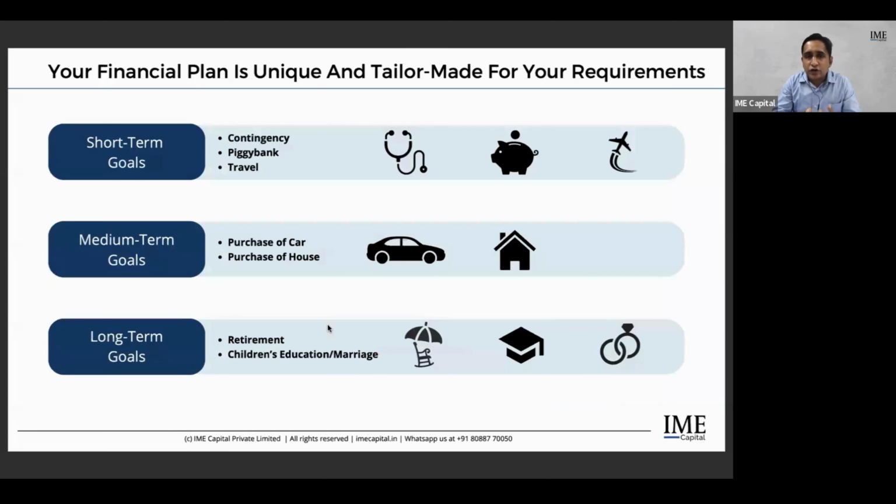Now, the type of financial goals can vary quite significantly. There are a combination of shorter term goals. Now, this could be a contingency plan, a piggy bank plan, travel funds, etc. There could be medium term goals such as the purchase of a car or purchase of a house. And there are longer term goals, which are retirement, child's education, marriage, etc.